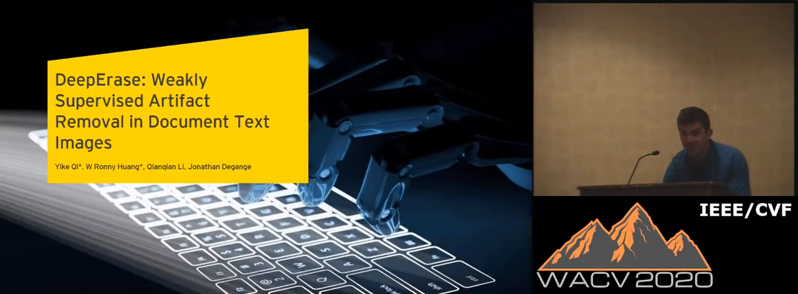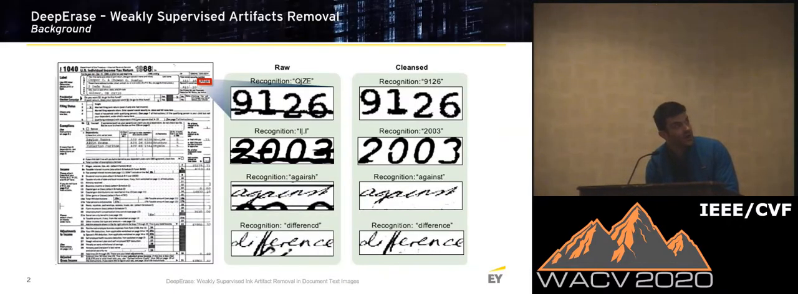Hey, I'm Jonathan DeGange. I'll talk to you guys a little bit about our model, DeepErase. Like the title says, it kind of gives away what it is, but this research really deals with applications of document intelligence. As you know, in industry, there are still a lot of paper processes that exist in 2020, from driver's license processing to IDs and documents, tax forms, invoices.